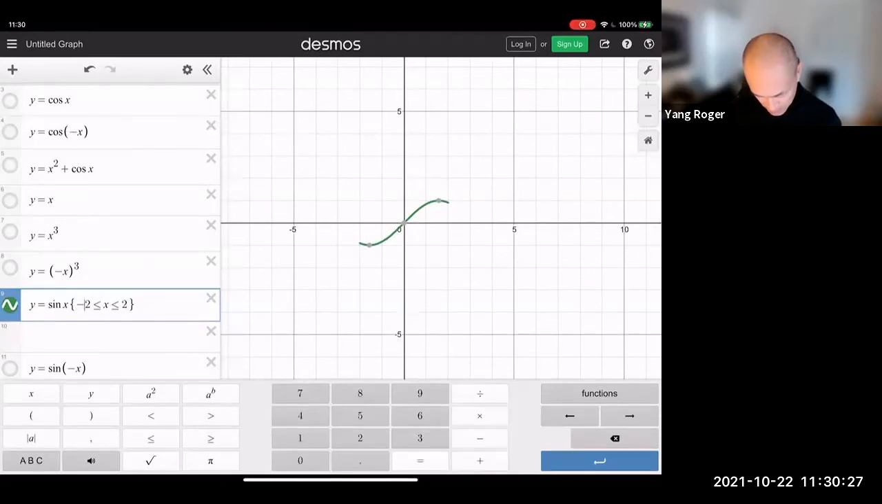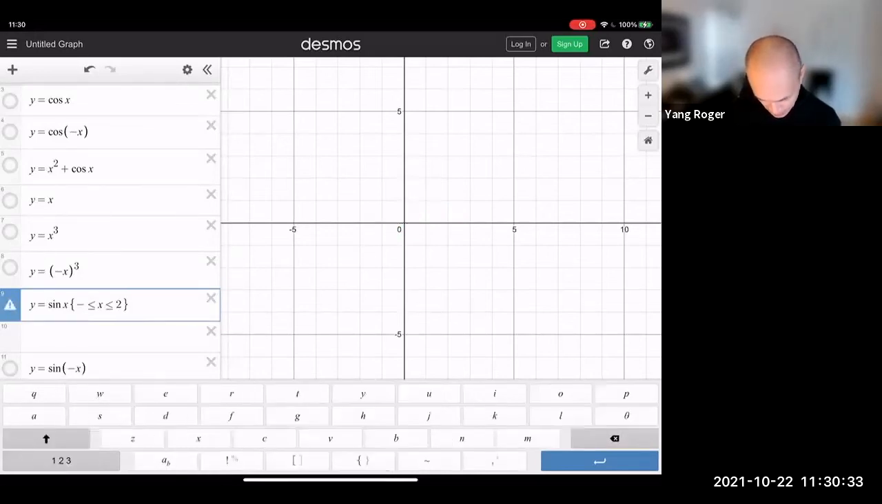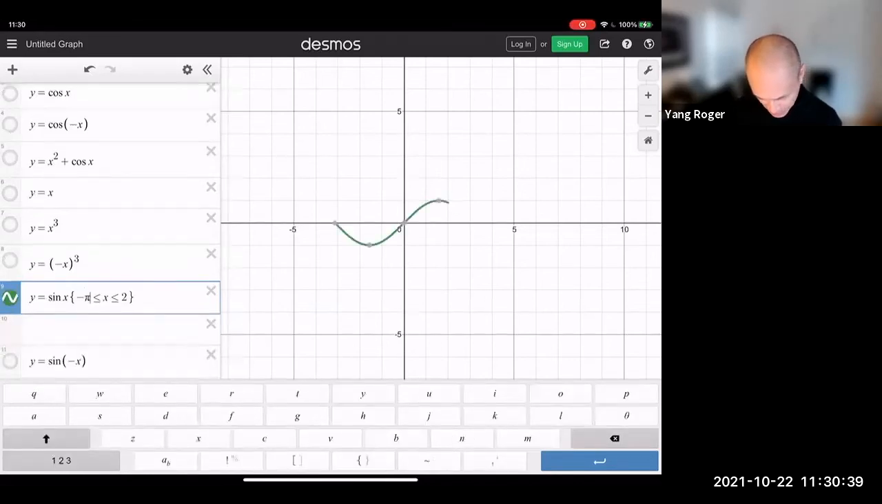You know what? I kind of changed my mind. I kind of want to go to pi. I think pi would be a more beautiful, interesting picture. I wonder if I just type in pi, if it's going to magically convert. Oh, yes. Pi. There. This is the graph I wanted to show you for sure.